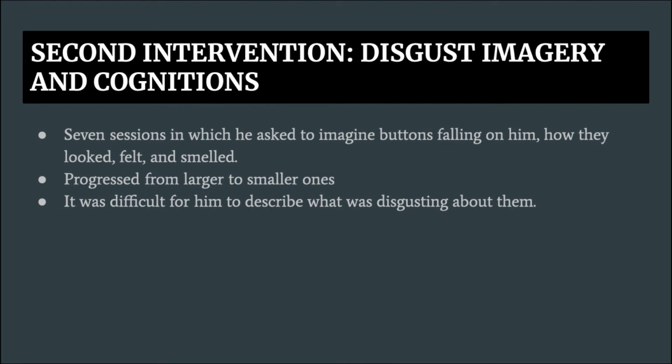And the sessions progressed from larger buttons to smaller ones. Remember, in our 9 point feelings thermometer, the larger buttons were shown to give lower distress to the boy than the smaller ones. So to take it a little easy on him, the sessions progressed from the larger buttons to the smaller ones. But we also saw that even after a lot of probing, it was very difficult for him to describe what was actually wrong or disgusting about buttons.